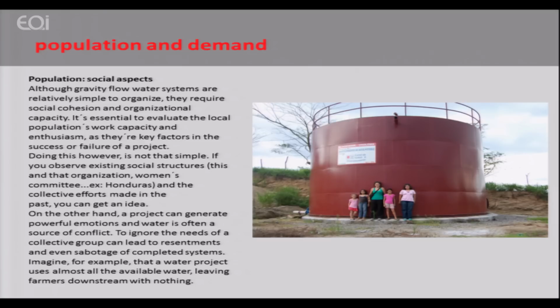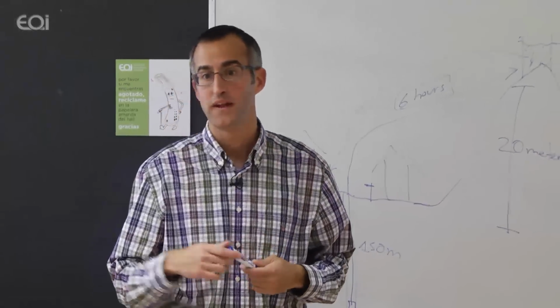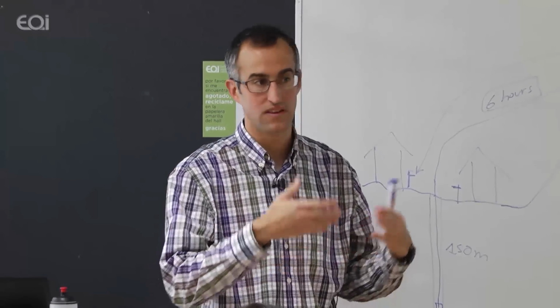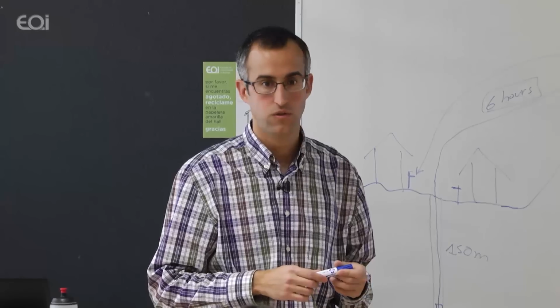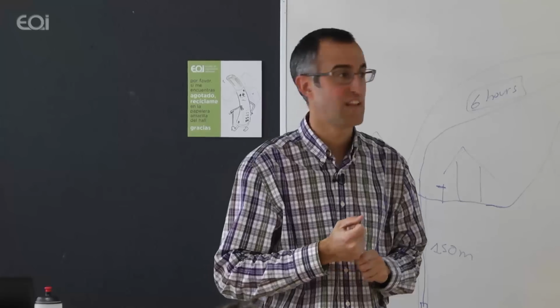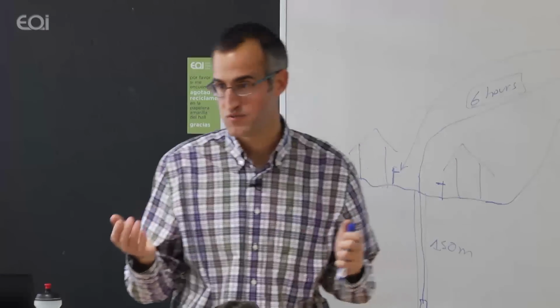For example, to ignore the needs of a collective group can lead to resettlements and even sabotage of complete systems. Imagine, for example, that a water project uses almost all the available water, leaving farmers downstream with nothing. This is obvious, no? But as I told you before, it's important to ask where the water is coming from in this place, but also, do you want a water project? Because sometimes it's something that we think is obvious, but sometimes it's not.